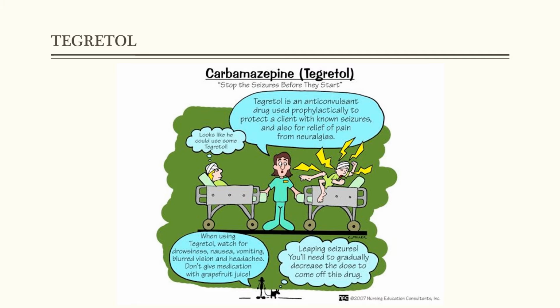So when giving a patient Tegretol, watch for side effects such as drowsiness, nausea, vomiting, blurred vision, and headaches. And they also recommend not giving the medication with grapefruit juice. And do not stop these medications suddenly. They should be tapered off this medication, so decrease the dosage gradually.